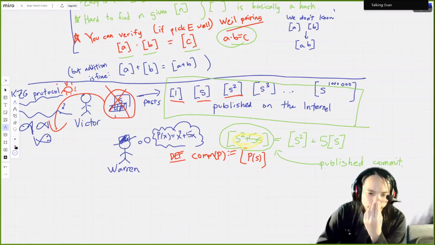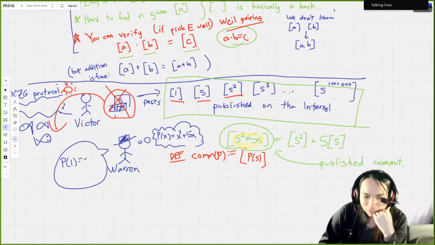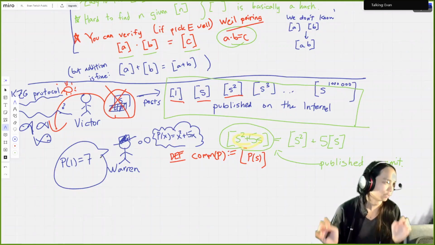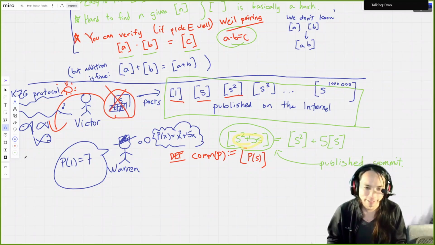Let's say that Warren wants to convince you that P of 1 is 7. He doesn't want you to know anything about the polynomial. It could be x squared plus 5x. It could be x plus 6. It could be the constant polynomial 7. It could be x cubed minus x plus 3x plus 4.